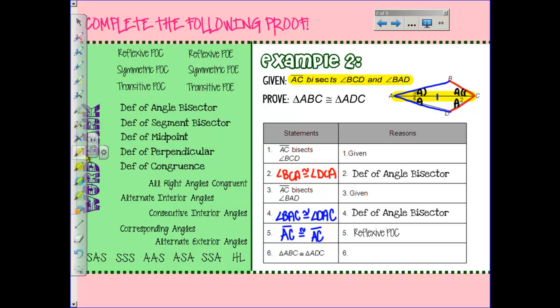What I want to identify, though, is the triangles we were looking for. Triangle ABC and triangle ADC. What property, what type of congruence is on that triangle? Remember, order matters.